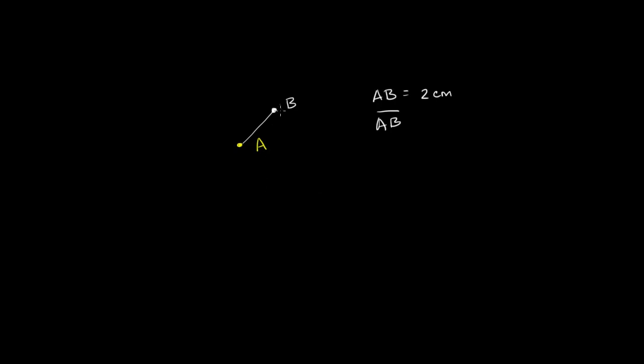But I'm not curious just about B. I want to think about all the points, the set of all of the points that are exactly 2 centimeters away from A. So I could go 2 centimeters in the other direction, maybe get to point C right over here. So AC is also going to be equal to 2 centimeters, but I could go 2 centimeters in any direction. And so if I find the set of all of the points that are exactly 2 centimeters away from A, I will get a very familiar looking shape like this.